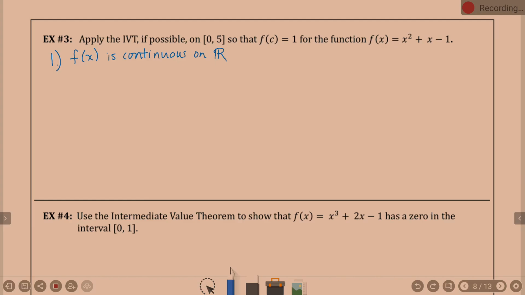What was my condition 2? I don't know what order you guys put them in. F of A cannot equal F of B. So what do I need to find here? It's not just 0 and 5, but f of 0 and f of 5. A is 0, B is 5, so I need to see what f of 0 is and what f of 5 is. F of 0 would just be -1, and f of 5 would be 29.